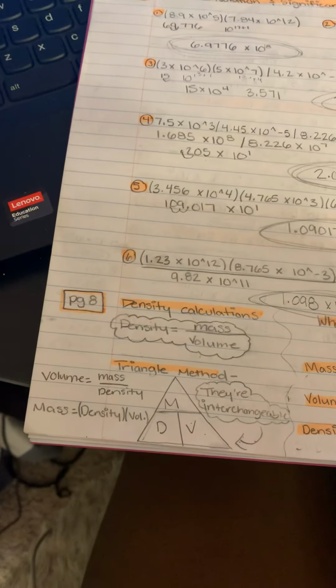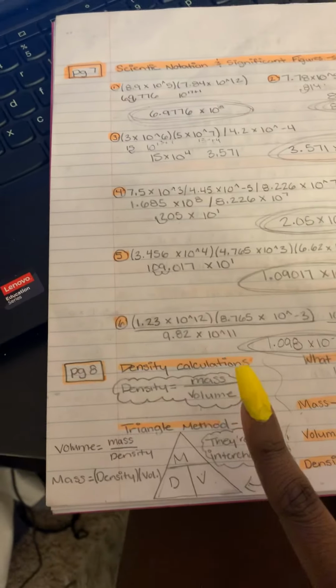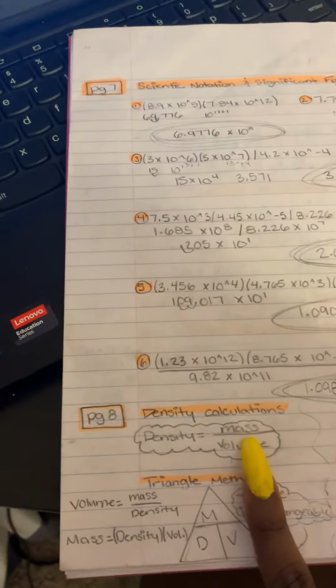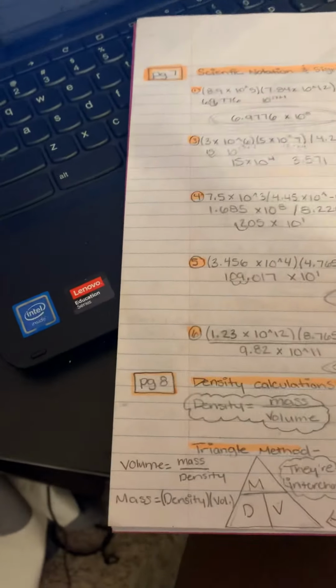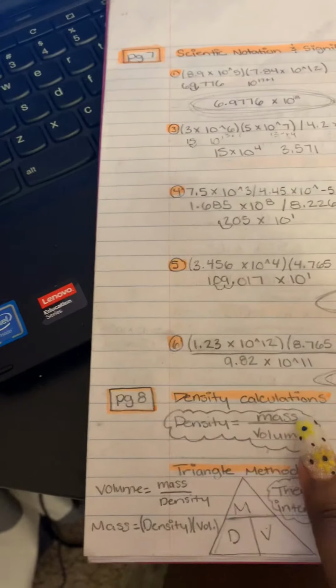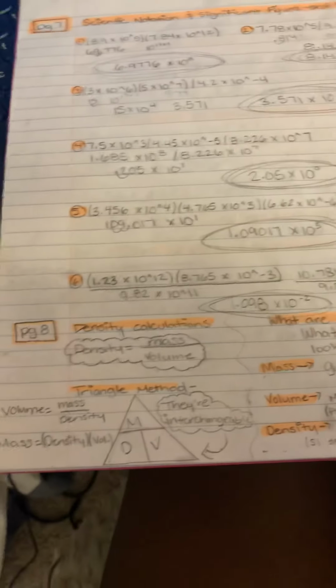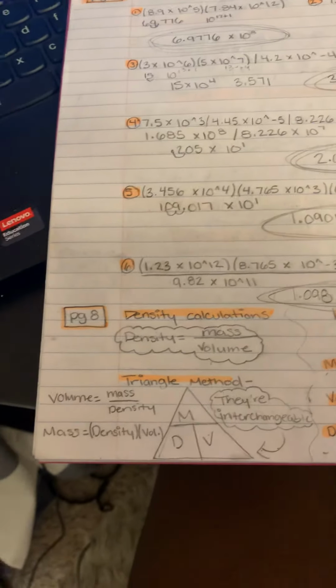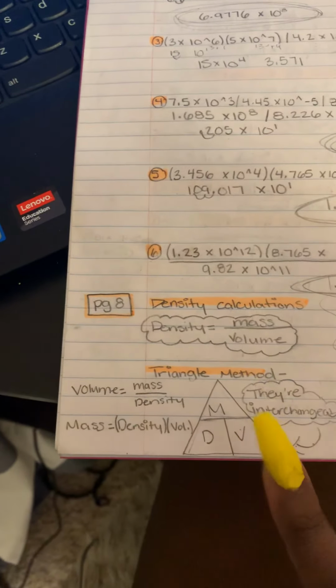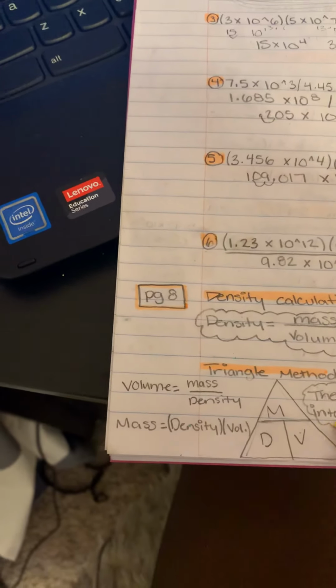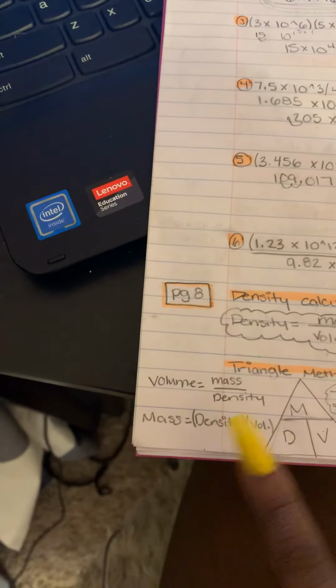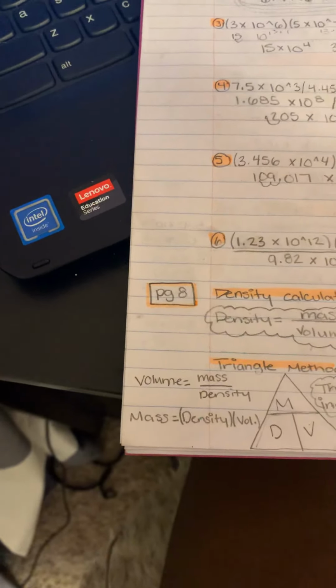The first thing that we're going to look at is the formula for density. The formula for density would be mass over volume. We're going to keep that in mind; we've seen it in our notes. This is most likely going to be at the top of all of my pages because I just have the triangle. So I know that volume is mass over density, and mass is density times volume.